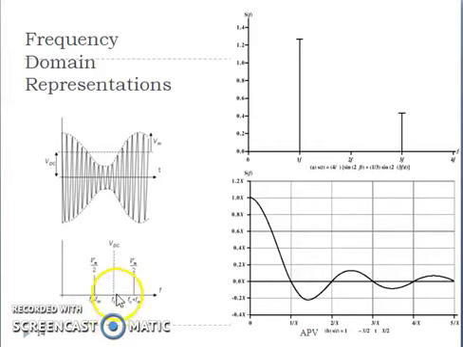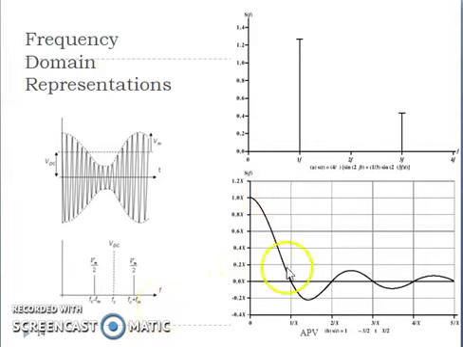FC is a frequency which has an amplitude of VC, whereas FC plus FM will have an amplitude of Vm by 2, and FC minus FM will have an amplitude of Vm by 2. These are the frequency components of this signal, or this is the frequency domain representation of the signal, which is known as the frequency spectrum. The spectrum characterizes all the frequency components. It is the frequency domain specification of a signal.